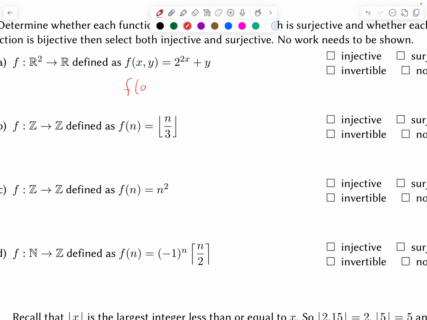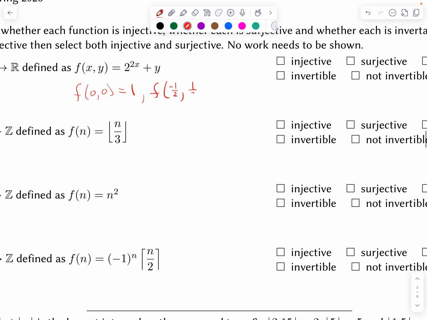So f of 0, 0 is going to equal 2 to the 0, which is 1, 1 plus 0 is 1. And then let's see if we can make another. How about we'll do negative 1 and 1/2. There, that'll do it. That also equals 1, because 2 to the negative first power plus 1/2 is 1. Anyway, so this means that this is not injective.